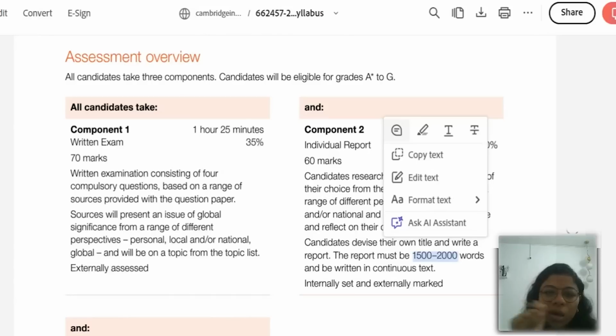I hope I'm clear with this part. It should be a present issue, a global issue, giving a future solution. It should not be a past issue with the solution in the present. I hope I am very clear with the past and the present part.